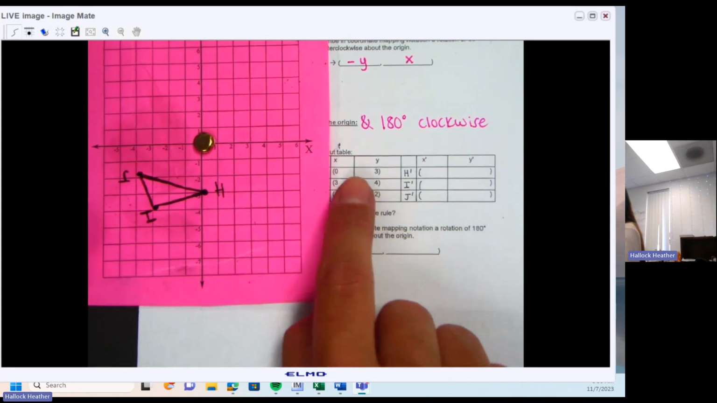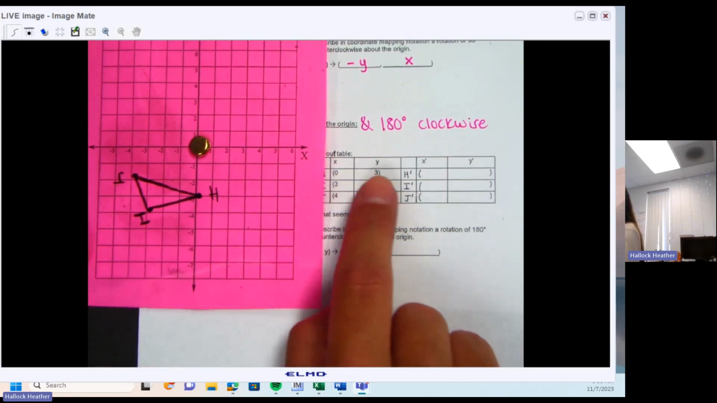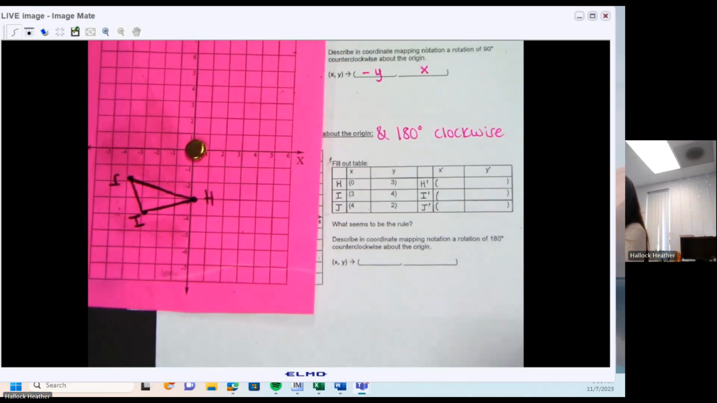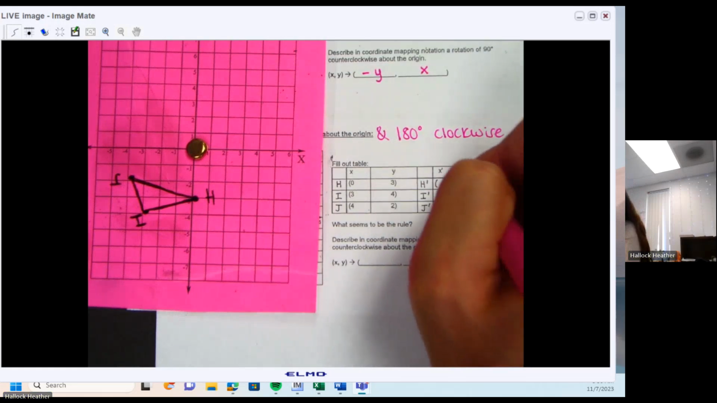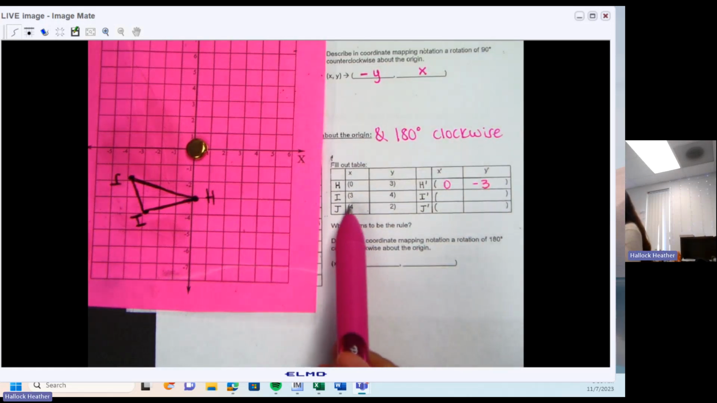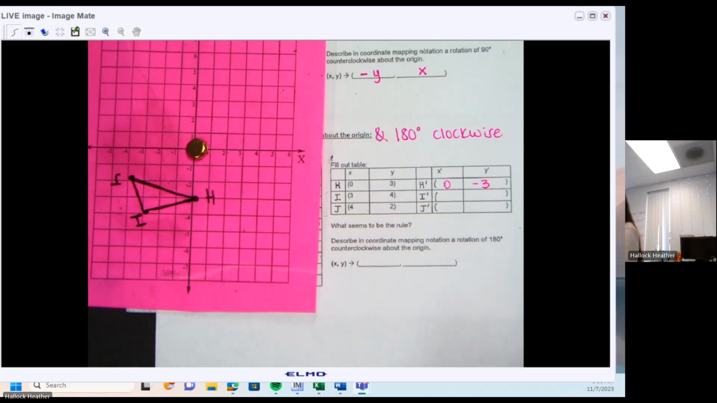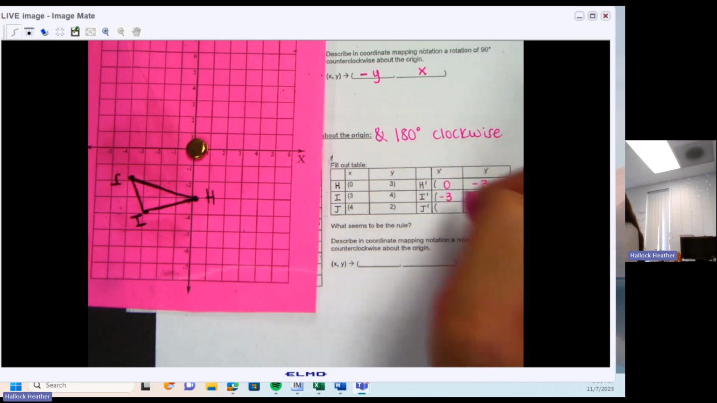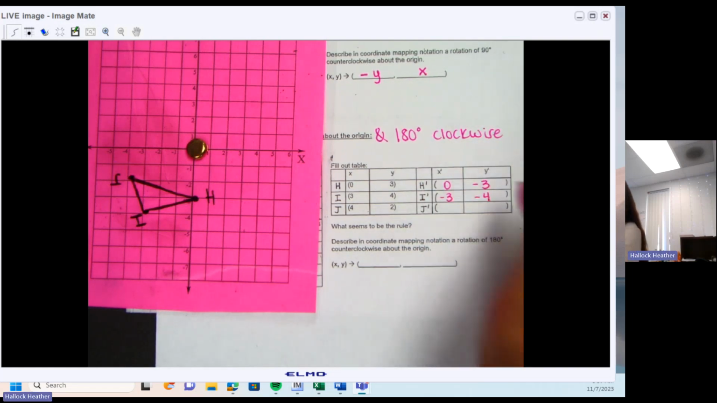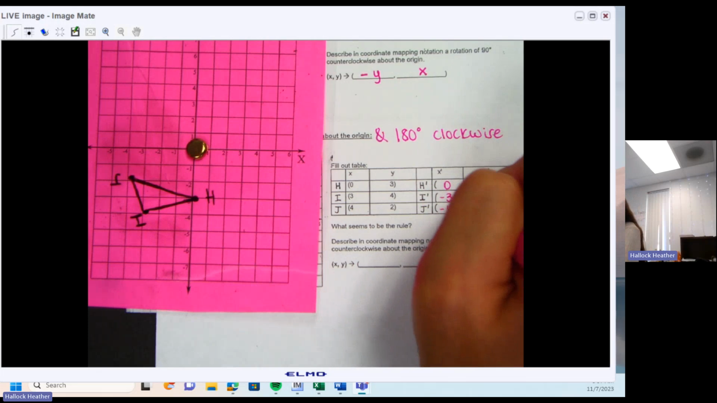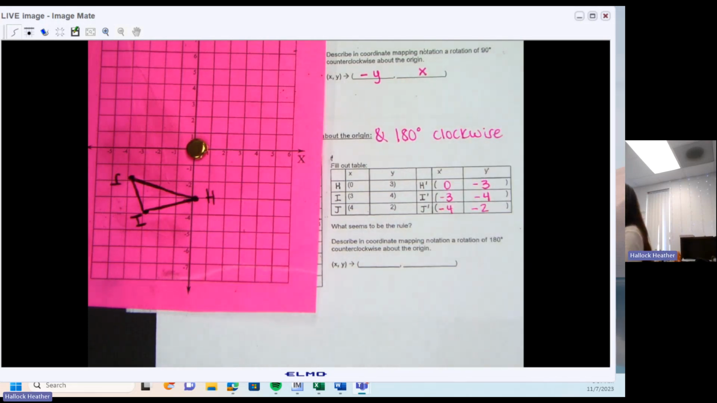So if I start with the first one, H originally was at 0, 3. Where's H prime at now? 0, -3. I was at 3, 4. Where is I prime at now? -3, -4. And then J was at 4, 2. Where's J prime now? -4, -2. Okay, so it completely flipped upside down. It rotated around the origin.